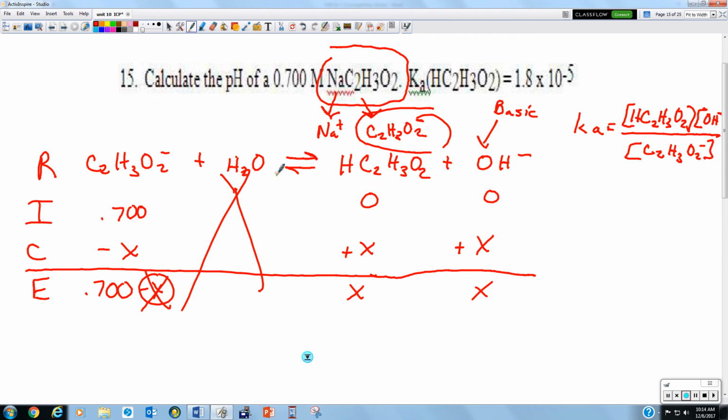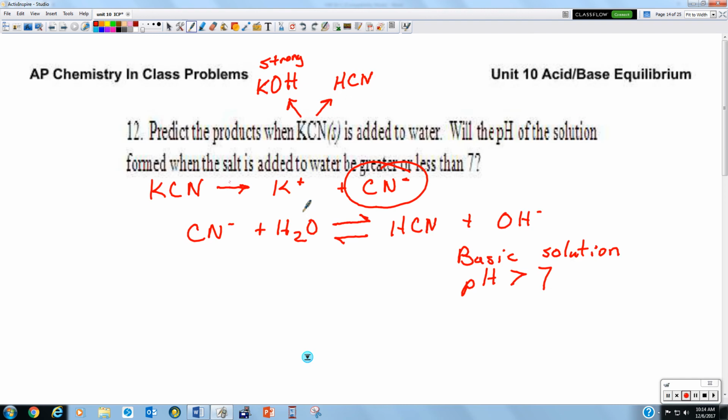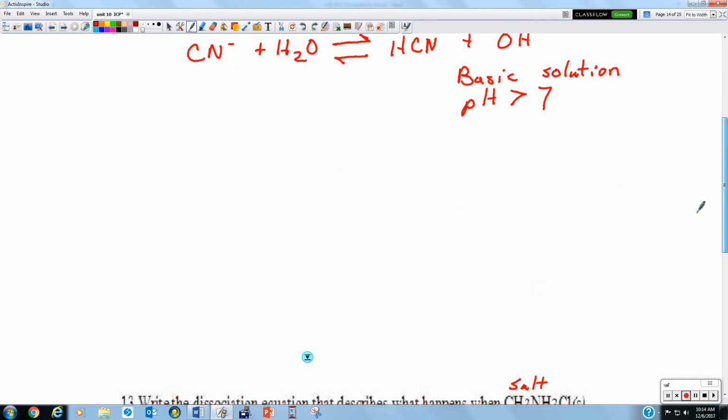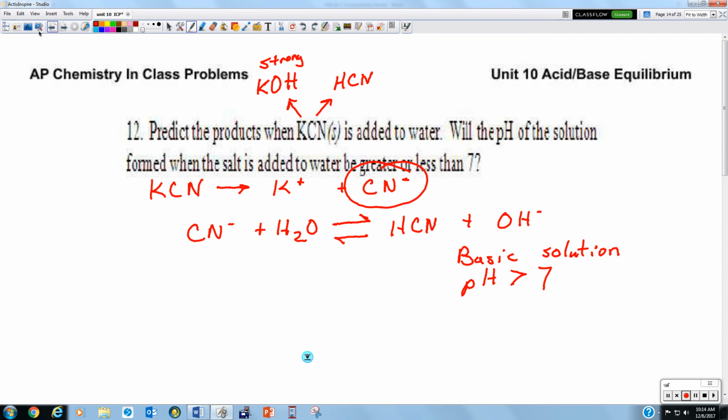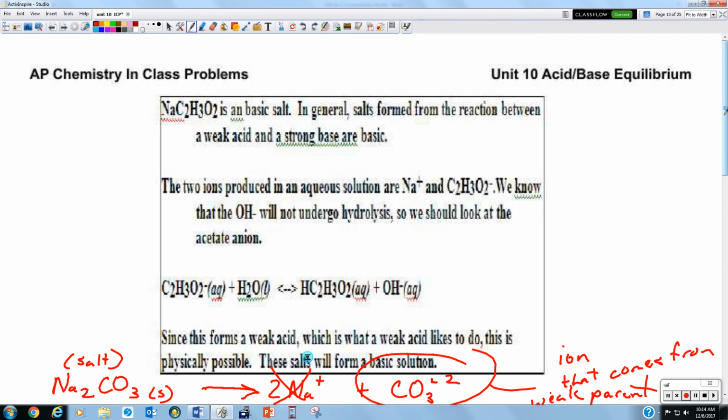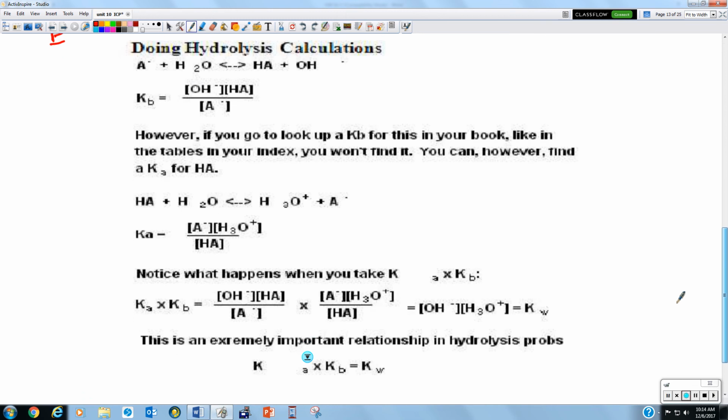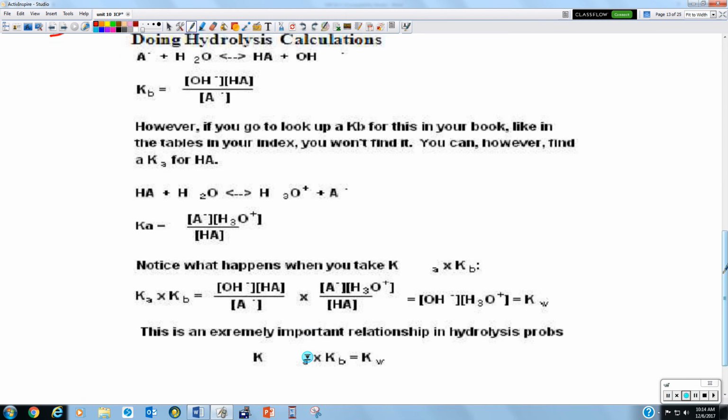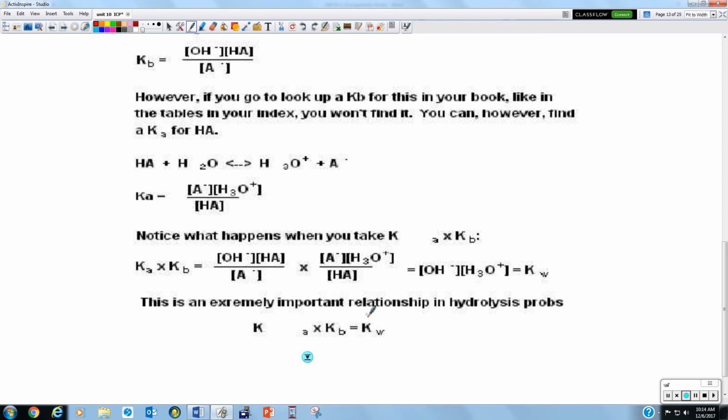All right, if you flip back a page, actually flip back 2 pages, right above where we were writing, and look down at the bottom of the page. We see that Ka times Kb equals Kw. What does Kw equal? 1.0 times 10 to the negative what? 14.